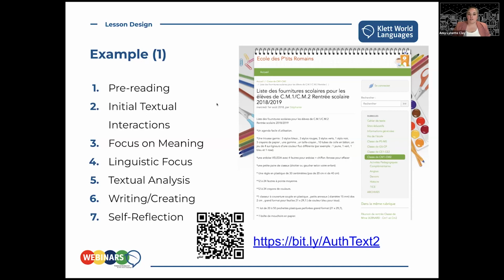All right, and so this text here, it says École des Petits Romains on top, so it's the name of the school. It's a school, I think, in Poitiers, but I'm not sure. I'd have to double check. And it's a list of school supplies for CM1 and CM2 students. So these are elementary students.